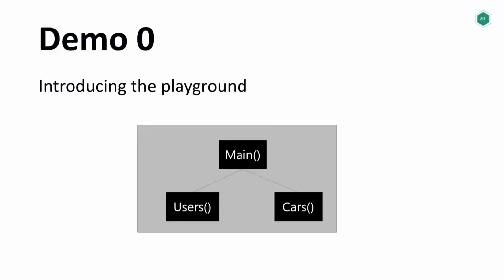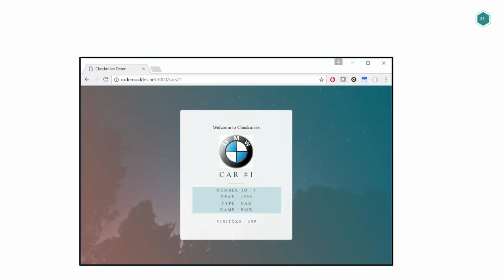So, let me introduce you to the playground. Using AWS Lambdas, we built three very small and not complex functions. One is main, which calls two other functions. One is users, one is cars. I will show it to you, if there are any UI people in the audience, I'm sorry, this is not our strong part.